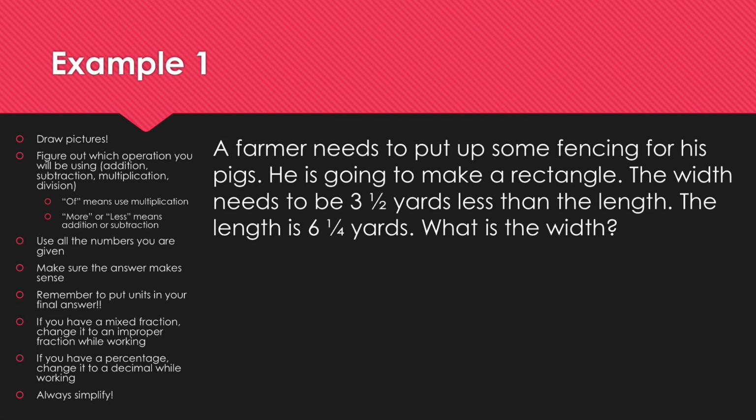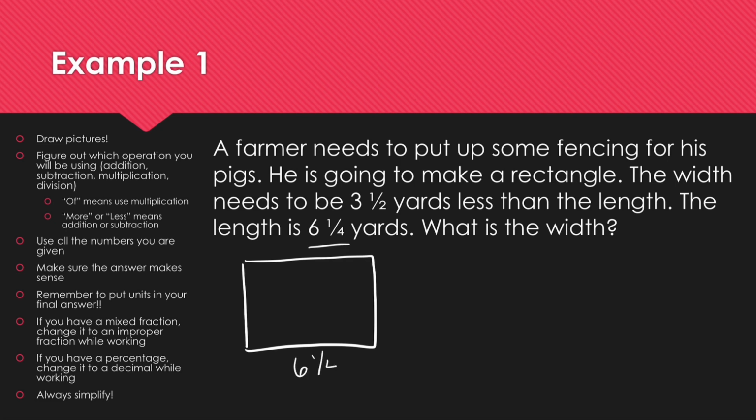First, a farmer needs to put up some fencing for his pigs. He's going to make a rectangle. So right away I can draw this beautiful rectangle that I have. The width is going to be 3.5 yards less than the length. The length is 6.25 yards. So we know that the length is 6.25, and I want to find the width. What is the width? So I drew a picture. Because it's saying less, it's probably going to be subtraction.